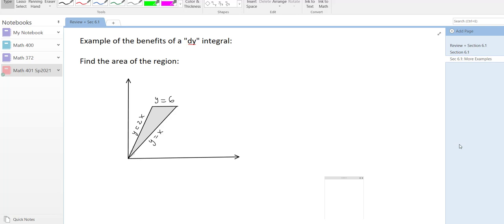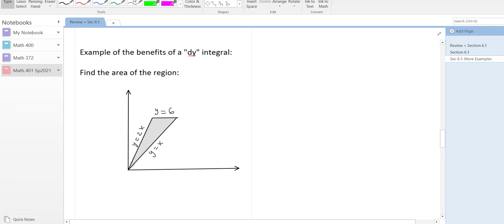Let's try this example of the benefits of a dy integral. Find the area of the shaded region. We have three lines: y equals x, y equals 2x, and y equals 6. So the region is bounded by those three graphs. If I want to find the area of this region, we'll do it as a dx integral and as a dy integral so we can see the difference.